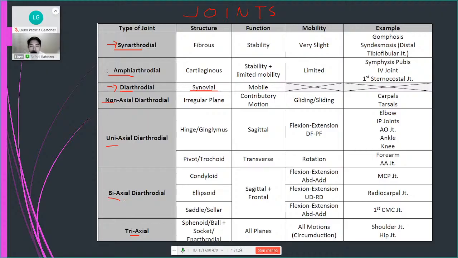So the non-axial synovial joints. Okay? Examples are your carpals and your tarsals. Carpals, for example. When you flex and extend your wrist, there is flexion, extension. Flexion is decreasing the joint angle. Extension is increasing the joint angle. Right? So that's flexion, extension. And this is ulnar and radial deviation.